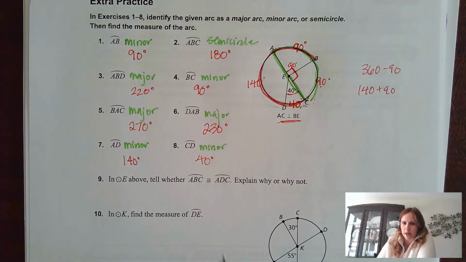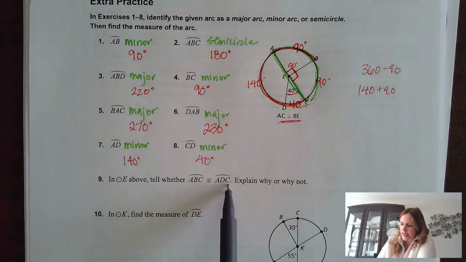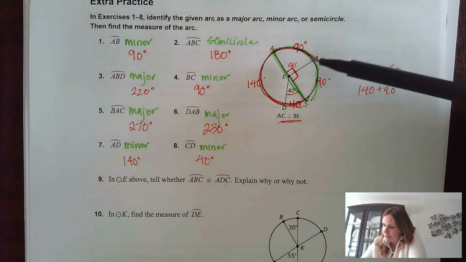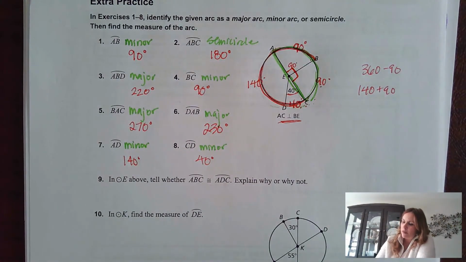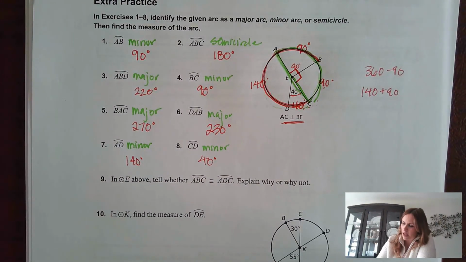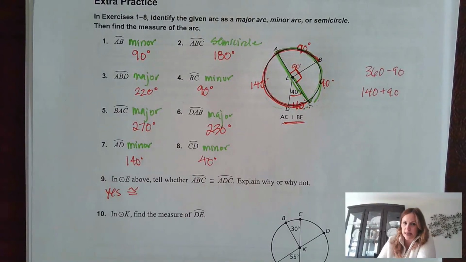In circle E, that's the notation for what we mean when we say circle. In circle E above, tell whether arc ABC is congruent to ADC. Explain why or why not. They both make up a semicircle. So yes, they are congruent.